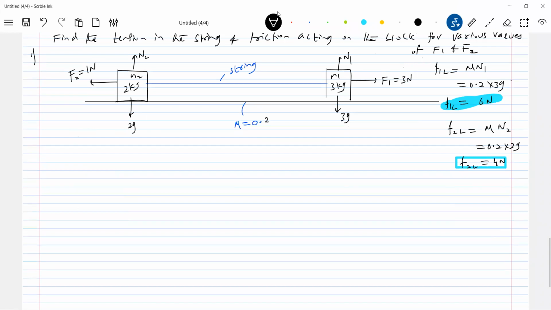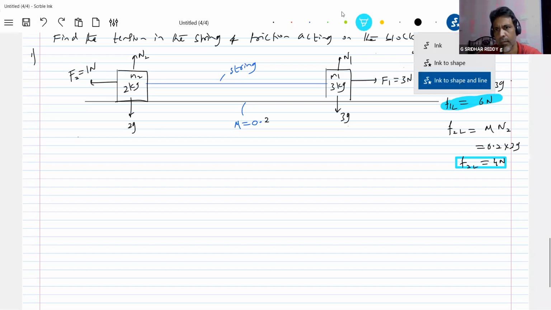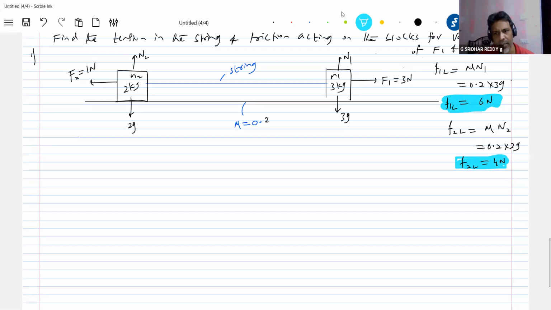Sir, friction acting on which block, sir? Both the blocks, no? Find the tension in the string and friction acting on the block for various values of F1 and F2. First, you must be ready with the limiting friction. Then only you can say whether the block will shift or not.